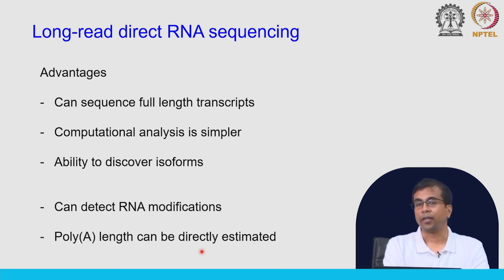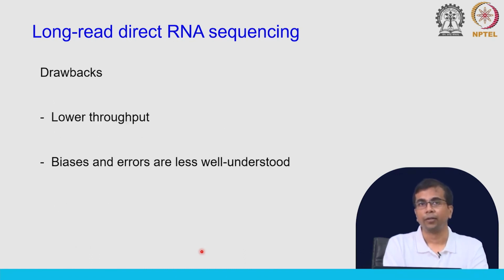And it can also detect the poly-A length because it is directly sequencing the RNA. So, it is not through any amplification step, which can make this estimation process very difficult. So, what are the drawbacks then? Why do we not do direct RNA sequencing?